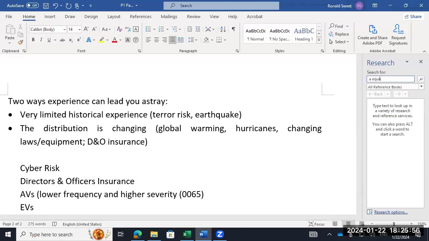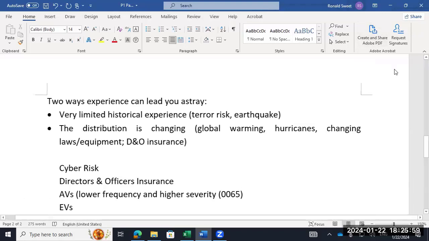I don't know what I just did. I typed something. I love it when I hit a key I didn't know I was hitting.